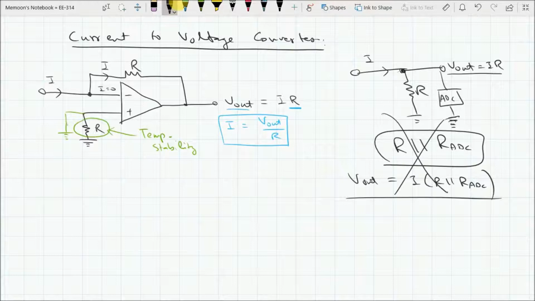What about in this case? V out is equal to IR. Connect an ADC here and let's see what happens. Nothing happens, because as long as this op-amp is able to provide the current to drive this ADC, it will not act as a load, and V out is equal to IR will remain a valid expression. So it is very crucial to convert the current to voltage using an op-amp, not just use a passive circuit. I hope this will clear this concept.